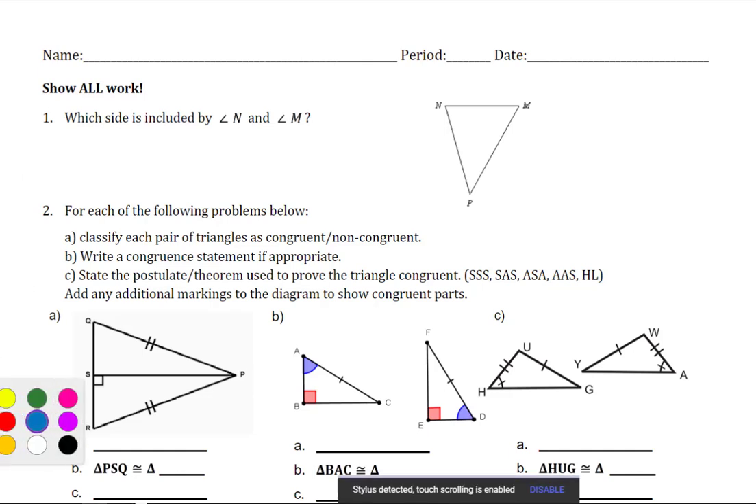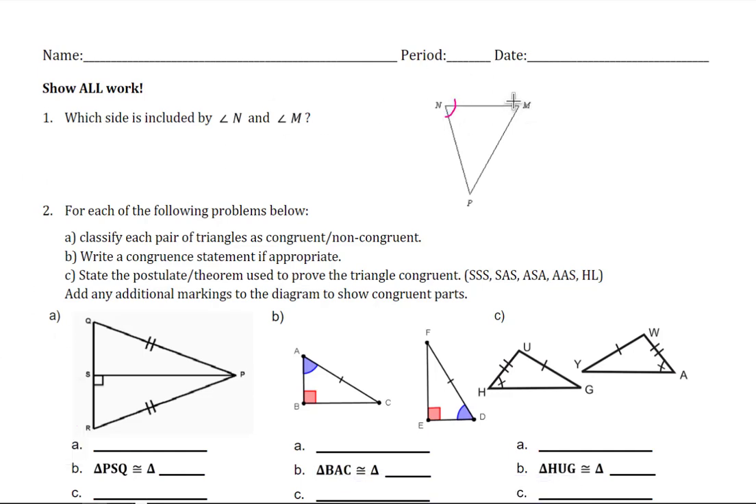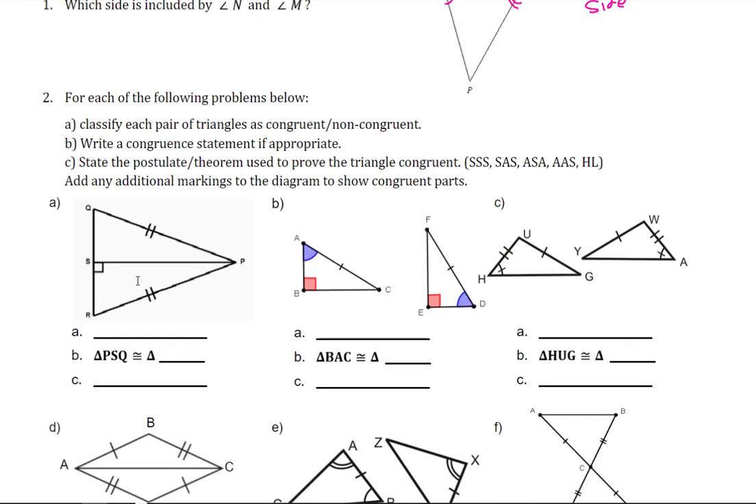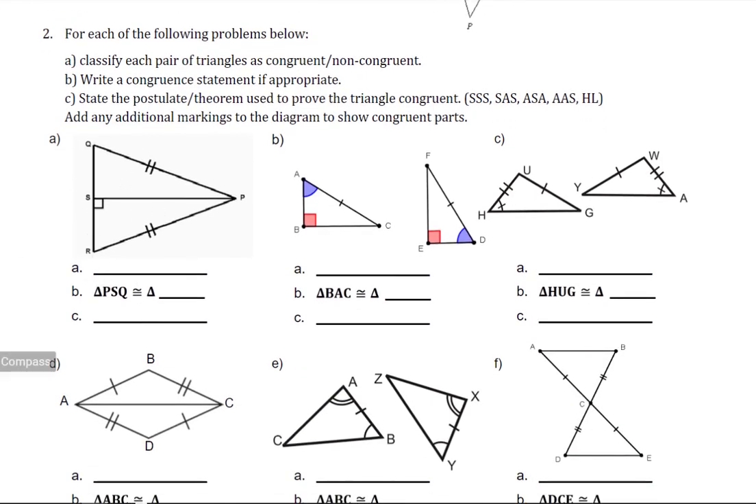In this worksheet, we are using triangle shortcuts, identifying those. For this first one, they're talking about included sides. So you find the two angles, and the side that connects the two angles together is what we call the included side.